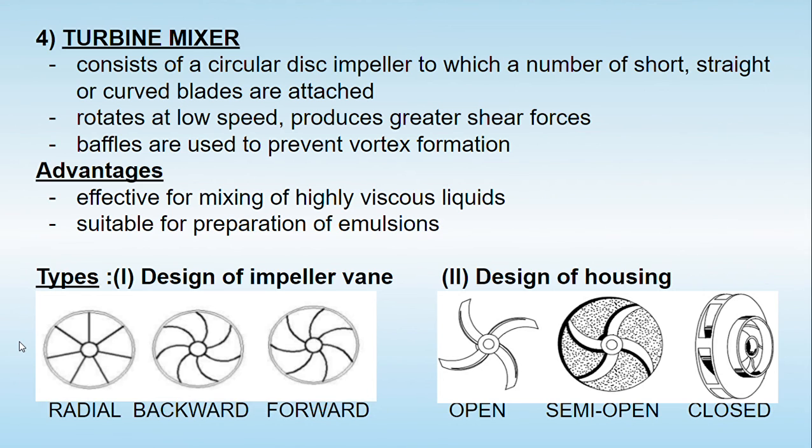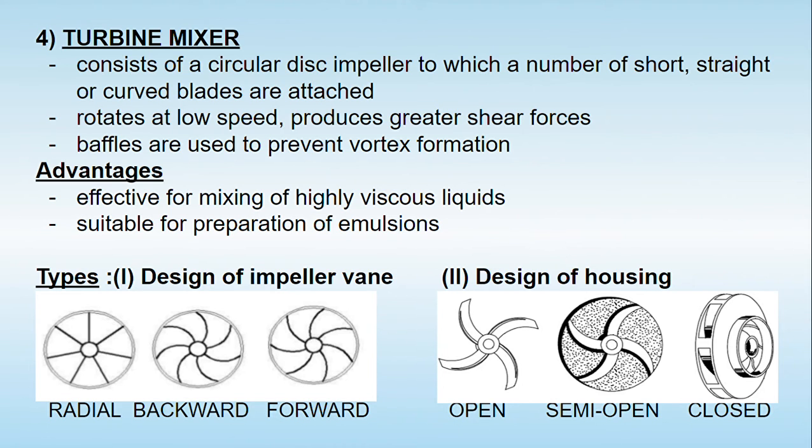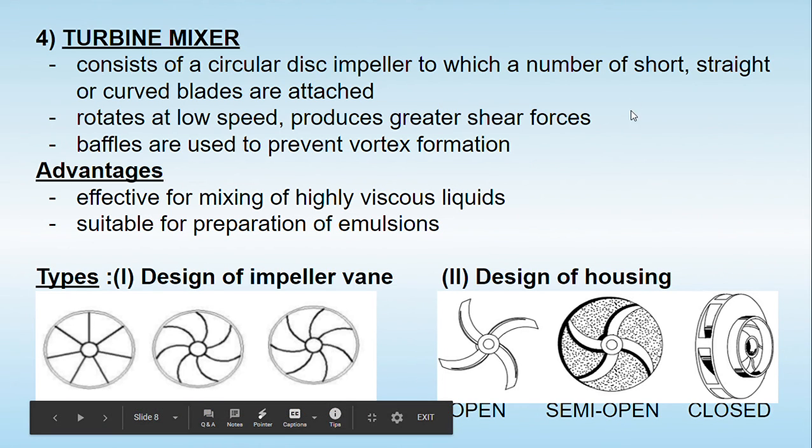Basically, there are three types: one is radial, another is backward, and another is forward. So there are different designs, and again the design of the housing. The turbine mixer with specific blade designs is either kept open, semi-open, or completely closed.